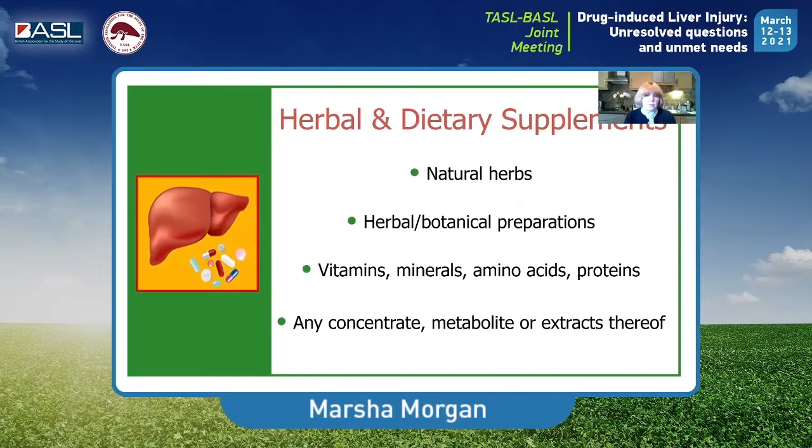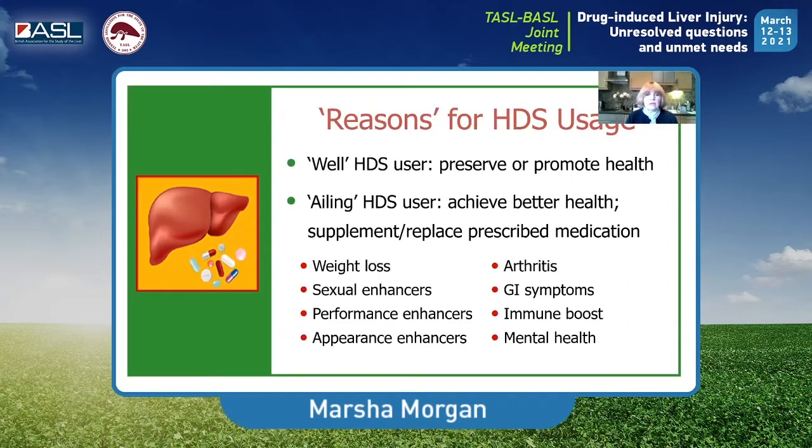They can range from simple natural herbs down to complex concentrates and metabolites and extractions of vitamins, minerals, amino acids, and botanicals. They're used generally by two classes of people: the well user, who wants to preserve or promote their health, and the ailing user, who wants to achieve better health. The supplements are then used to either add to or replace prescribed medications. They're used for every conceivable problem, from weight loss to depression to arthritis, and performance and appearance enhancement.